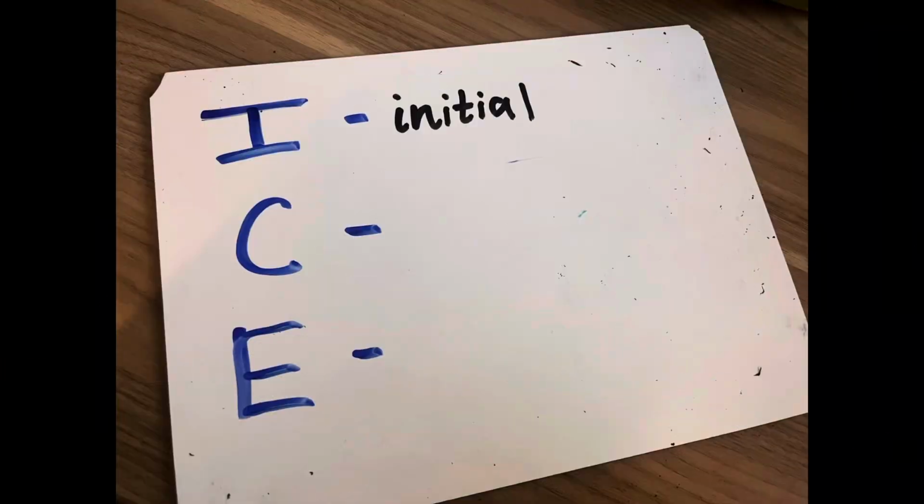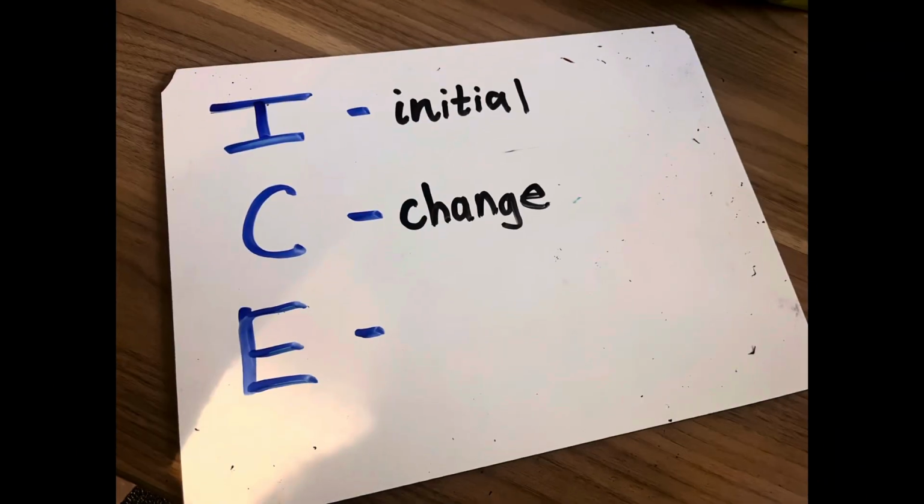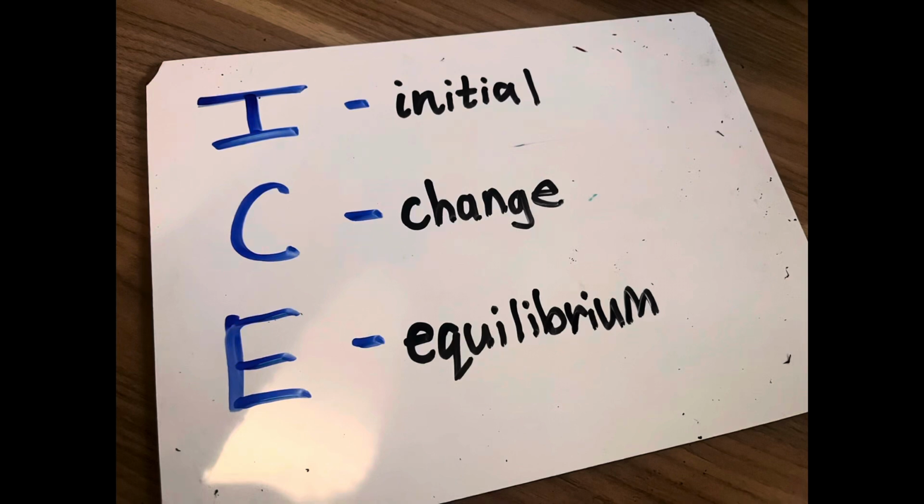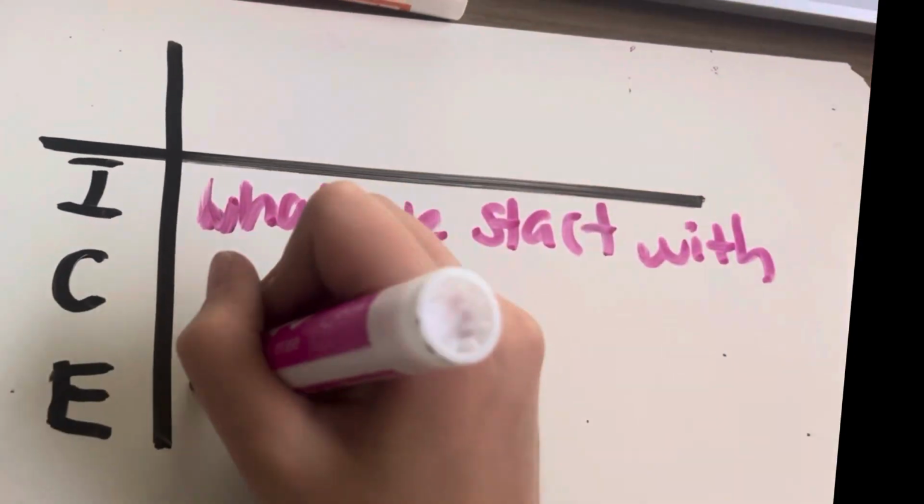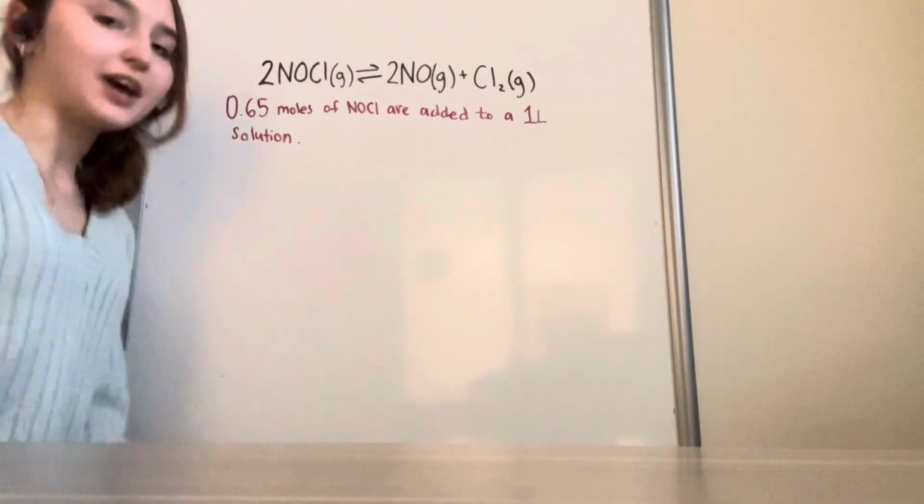Okay, so first of all, what does this acronym stand for? The I stands for initial concentrations or pressures for each species in the reaction mixture. C stands for change in concentration or pressure for each species as that system moves toward equilibrium. And lastly, the E represents equilibrium concentrations or pressures for each species as the system is in a state of equilibrium. If we know what we start with and what we end with, then we can use that information to find the equilibrium constant.